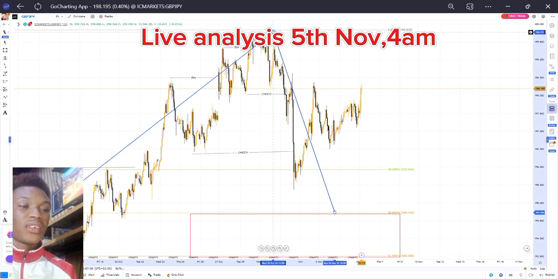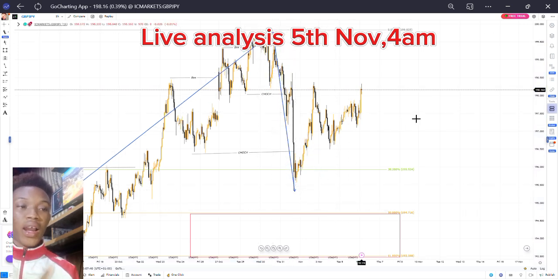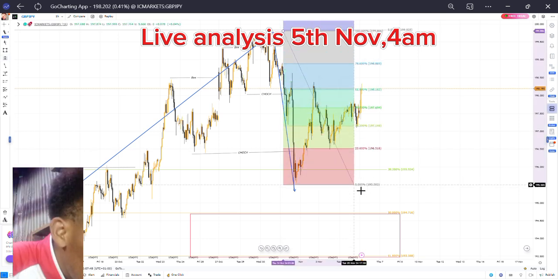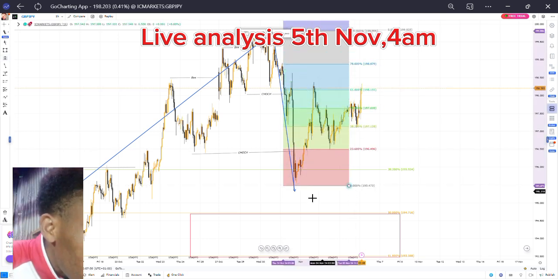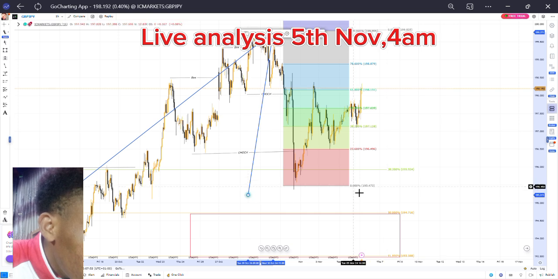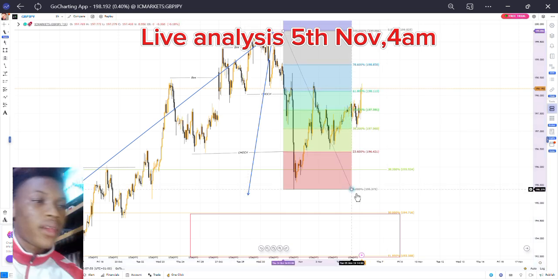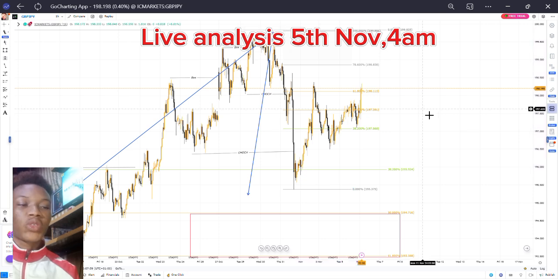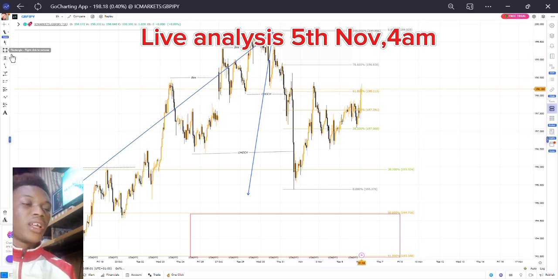From this high to this low, that is one candlestick movement. And now what I'm going to do is take my Fibonacci from this high, guys, to this low. From this high to this low, guys, where is my 50 to 61% level? This is the level here.